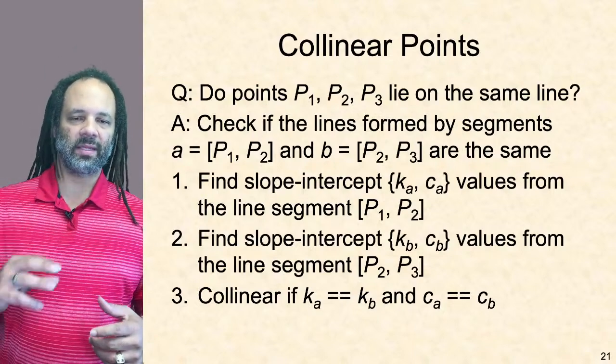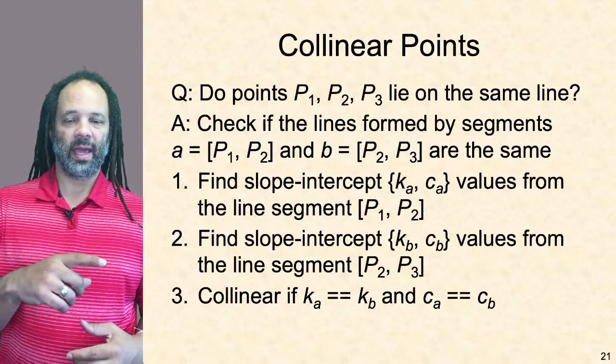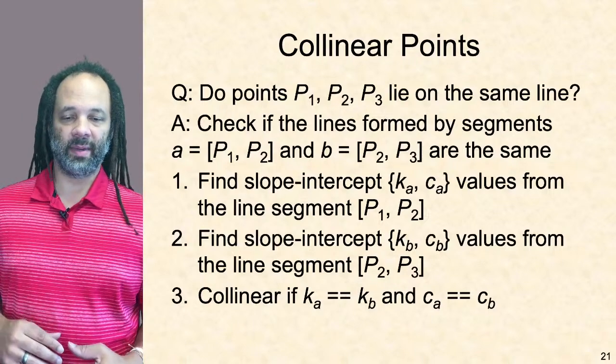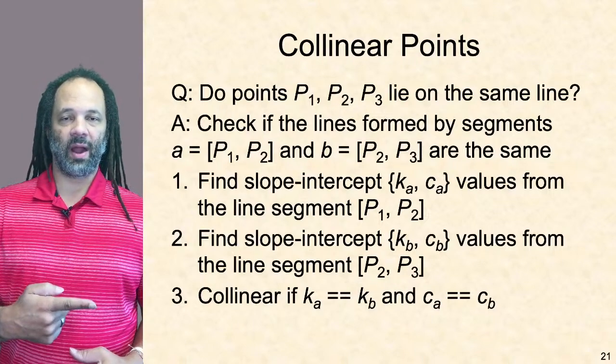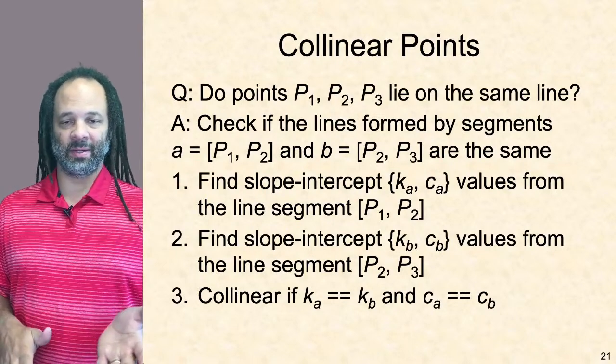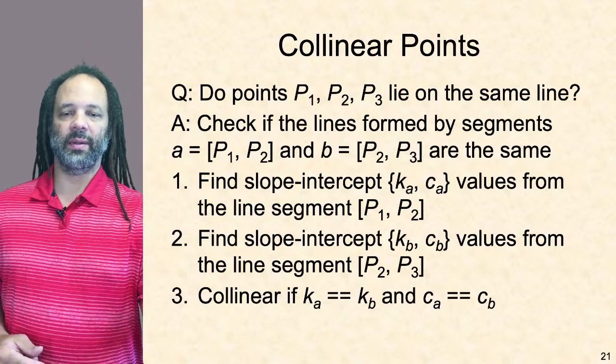So I've got a K sub A and a C sub A for the slope and intercept of the A segment, and I can do the same thing, a K sub B and C sub B, for the slope and intercept of the second segment. Now I figure out that they are collinear if they've got the same slope and the same intercept. So that's another way to figure out whether these things are collinear.